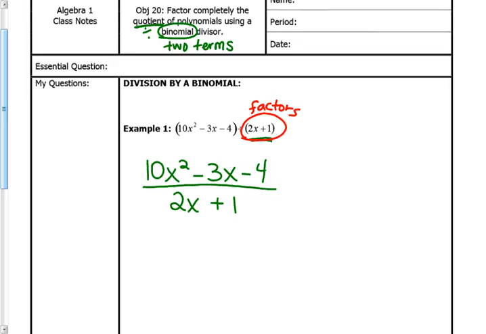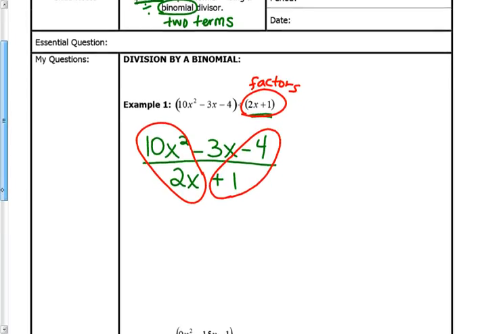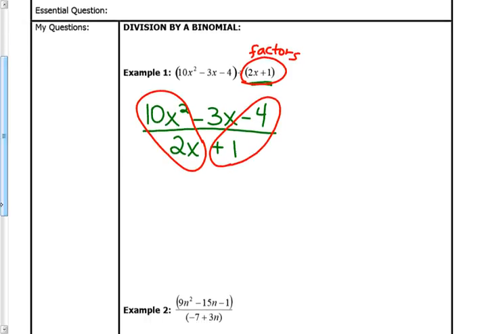So what I can do is take 10x squared and divide it by 2x. And then I can take the negative 4 and divide it by the positive 1. I don't necessarily need that middle term. I'm going to show you where that middle term comes from in a minute, but let's go ahead and do this math first. So if I'm going to separate these, I would then divide them separately.